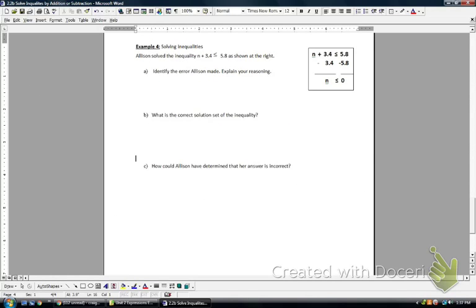All right, so our last example says Allison solved the inequality n plus 3.4 is less than or equal to 5.8 as shown to the right. Identify the error that Allison made. Explain your reasoning. All right, so I like to work these first to see what answer she should have gotten, and then I can go back and try to figure out what she did. So I'm actually going to do part B first.